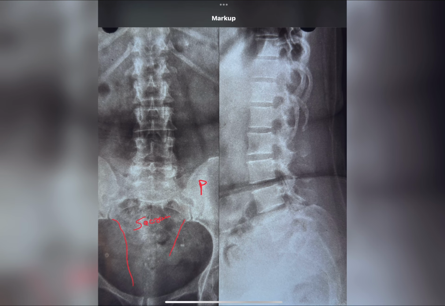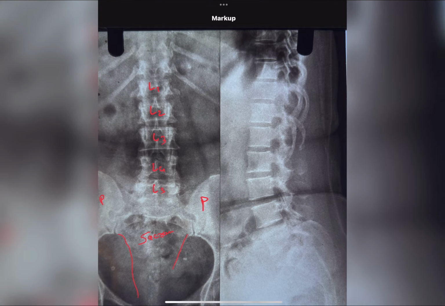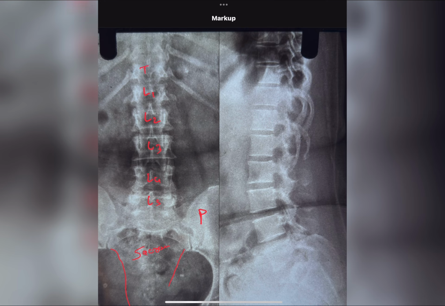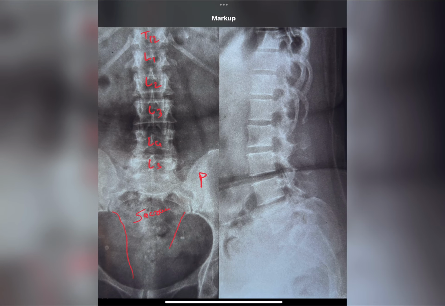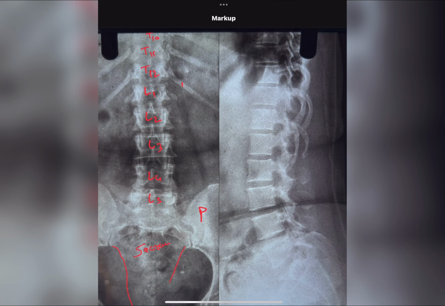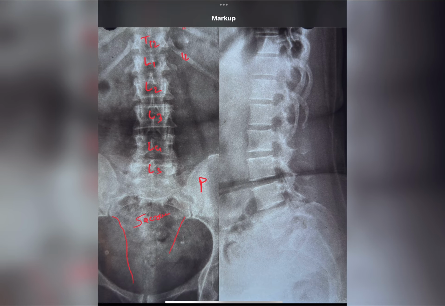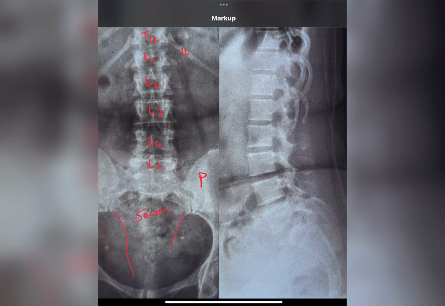These are your lumbar vertebrae, so you can count L1, L2, L3, L4 and L5. You can also notice T12, T11 and T10 vertebrae over here. Along with that, you can also notice the ribs are present over here. These are the 12th ribs, this is the 11th, this is the 10th rib. So these are the bony structures that you can visualize over here.